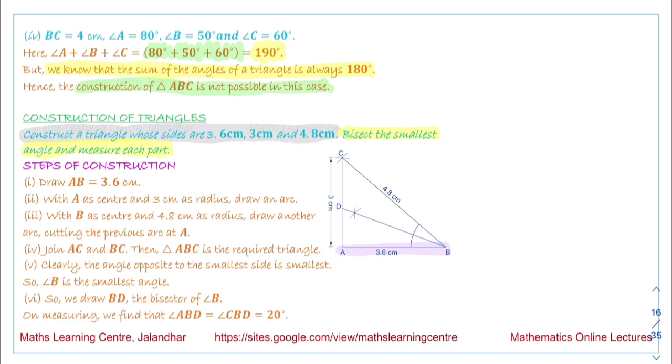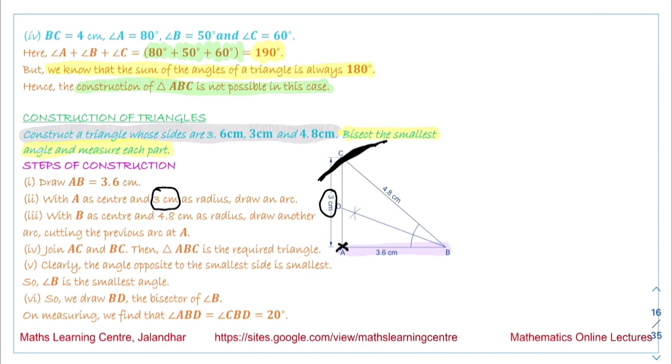So this line AB is of length 3.6 centimeter. Now in the next step, we will open the compass with a radius of 3 centimeter, and we will keep the tip of the compass at this point A, and we will mark this arc over here. We are saying we have kept the tip of the compass at point A, and we have marked this arc over here. The radius of the compass that we have opened is 3 centimeters.